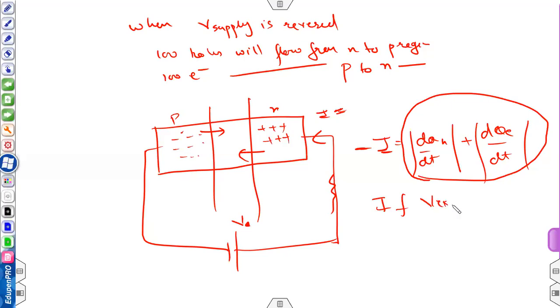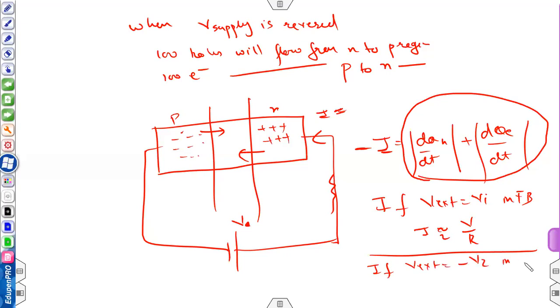If V external is V1 in forward bias, so I will be equal to V1 by R approximately. Okay, and if V external is minus V2 in reverse bias, so I will become V2 by R. क्योंकि इलेक्ट्रिक फील्ड जो जनरेट होगा वो आपका अप्लाइड वोल्टेज पे डिपेंड करेगा. तो इवन यहाँ पे free होल्स है, यहाँ free इलेक्ट्रॉन्स है. आप उसको इलेक्ट्रिक फील्ड अगर कम दे रहे हो तो कम रेट से ट्रेवल करेगा, ज्यादा दे रहे हो तो ज्यादा रेट से ट्रेवल करेगा. दिस इज द फंडा.